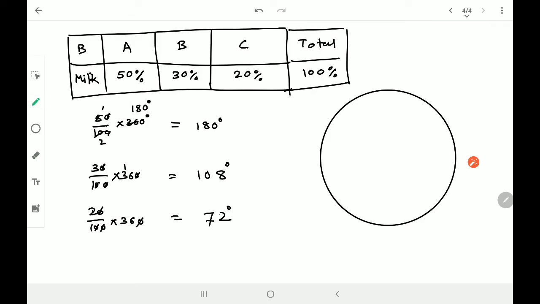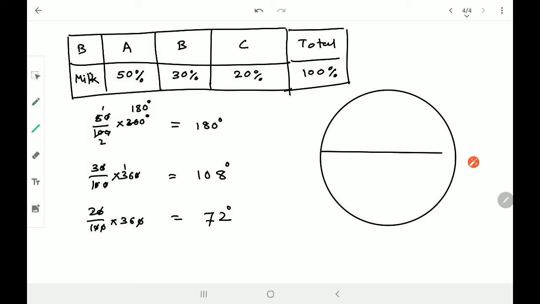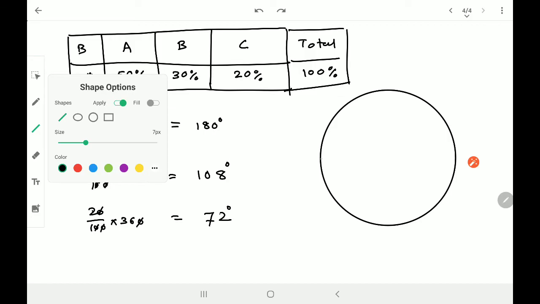So now I can easily draw this. First of all, 180 degree. How can I go for 180 degree? It is very clear. Simply if you draw a straight line passing through the center, then that's it. It will be 180 degree, isn't it? Right?